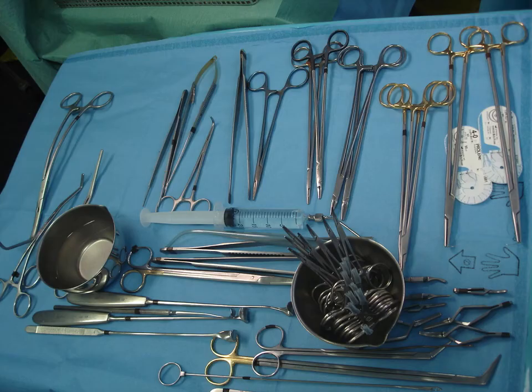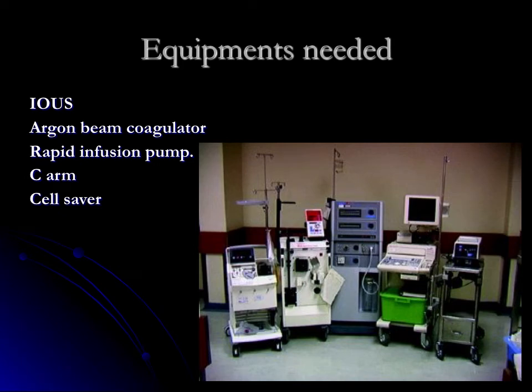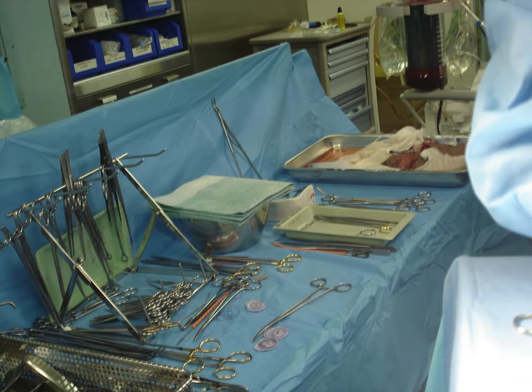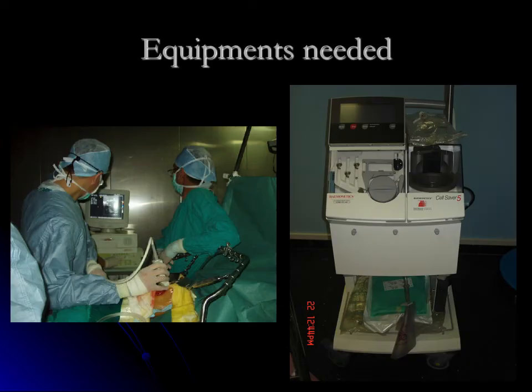This cell saver is a machine that sucks the blood of the donor or recipient, filters it, and reinfuses it again, so it can save blood transfusion. We have to have vascular instruments like bulldog clamps, potts scissors, and Satinsky clamps, as we are dealing with cutting and anastomosis of vessels. This is the cell saver, and this is the intraoperative ultrasound to secure that our anastomoses are patent, and there is no kink, no narrowing, and no stenosis.